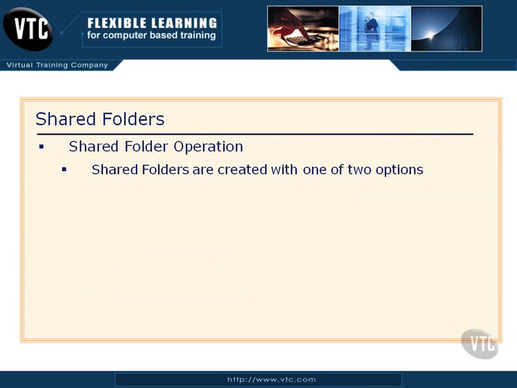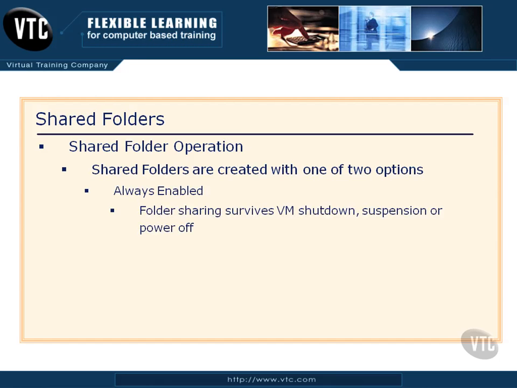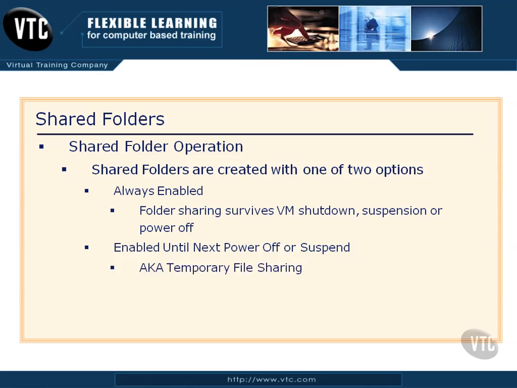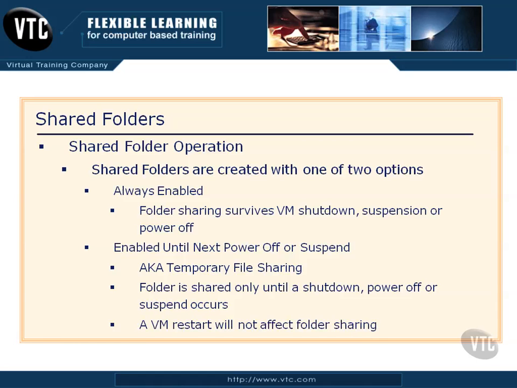Now, the actual shared folder operation allows you to create shared folders with one of two different options. There's the always enabled option, and when you share a folder with always enabled, the folder sharing functionality is going to survive after you shut down the virtual machine, suspend it, or power it off. Now there is an option called enabled until next power off or suspend. This one's also known as temporary file sharing, and the folder is shared only until a shutdown, a power off, or a suspend occurs. Once it comes back up, that particular folder is not shared any longer, and a VM restart won't affect it. But notice that a shutdown, a power off, or a suspend will.